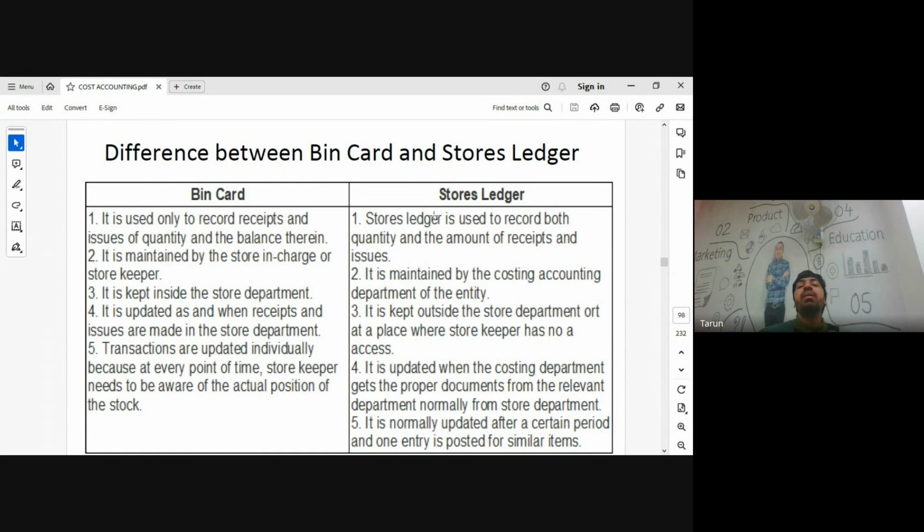So these are the main differences between the bin card and the store ledger, right? Any doubts in this till now?